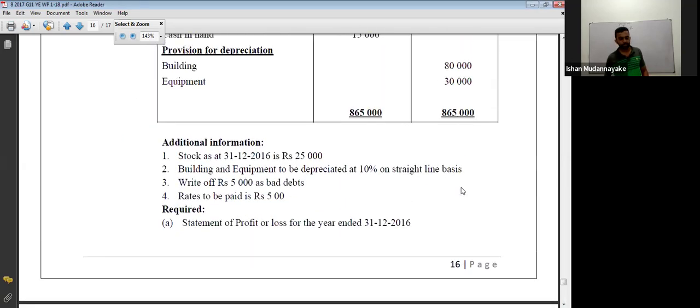What is the additional information? Stock as of 31st December 2016, 25,000, closing stock. Building and equipment to be depreciated at 10% on straight line basis. Third, write off 5,000 as bad debts. Fourth, price to be paid 500.